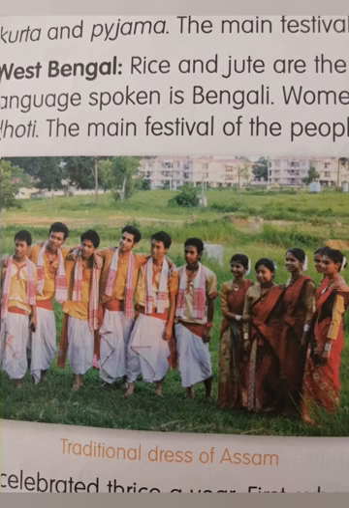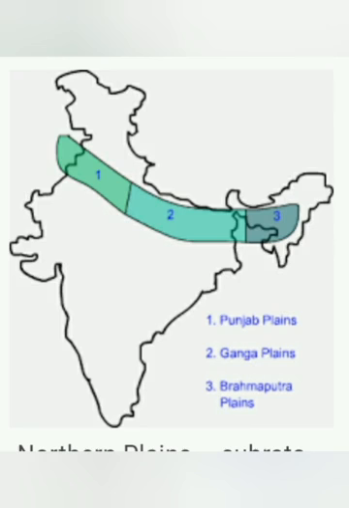The main festival of Assam is Bihu, which is celebrated thrice a year. First, when everyone harvests their crops. Second, to celebrate the local new year. And third, when everyone sows their crops. People celebrate and dance with joy during this time.